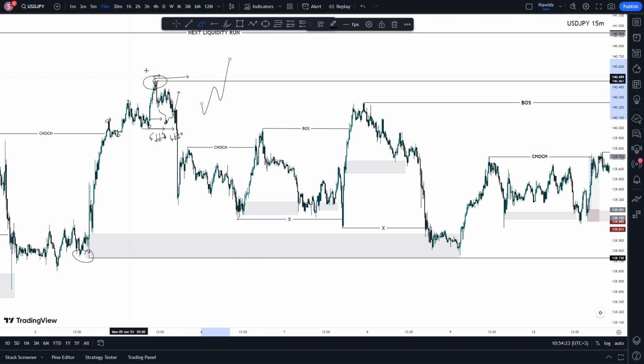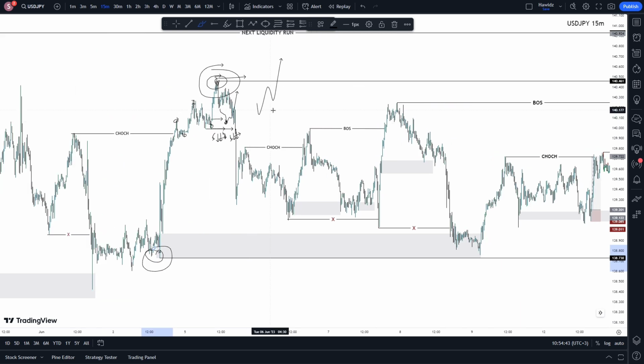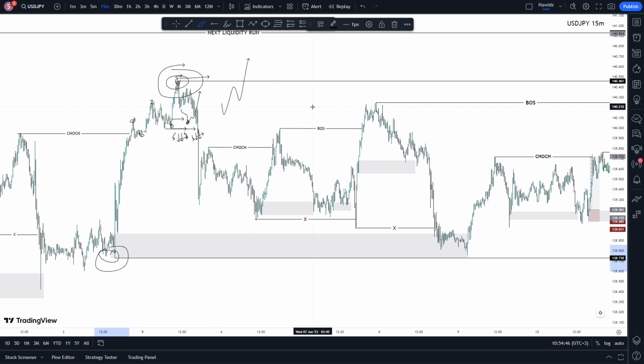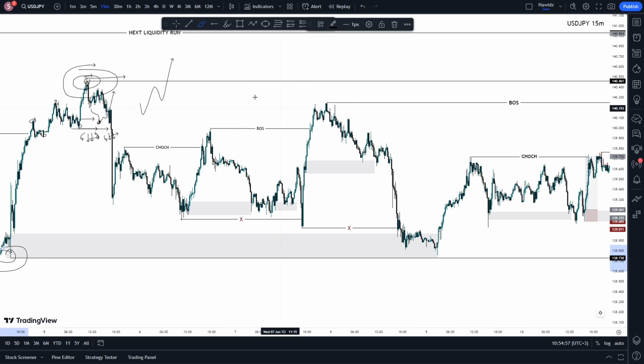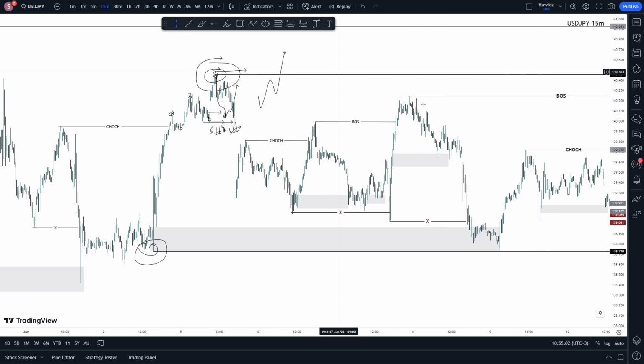However, inside of this whole range in here, I never took a sell trade. Why? Because I know that the market is bullish, and I applied the concept of following price and trading with the trend. That's a very important tool and a very important factor towards being a profitable trader. Always trade with the trend. With that being said, I did take advantage of these changes of character and breaks of structure inside here.